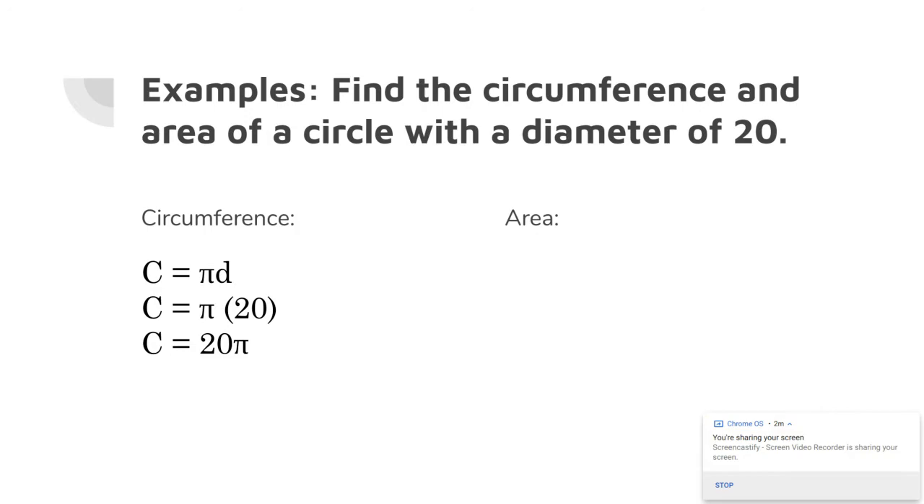For the area, we would be using the formula area equals pi times the radius squared. And again, we can take half of the diameter now because this formula involves the radius. So half of 20 is 10. And we can plug that into the formula, and 10 squared is 100. So the area would be 100 pi.